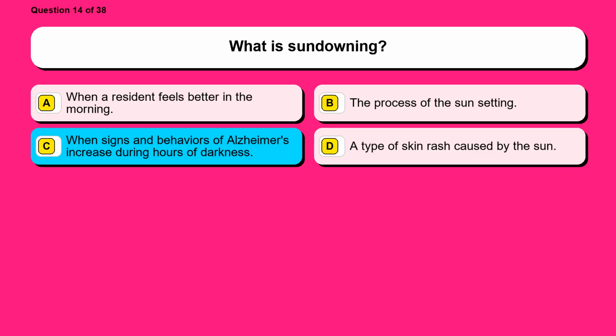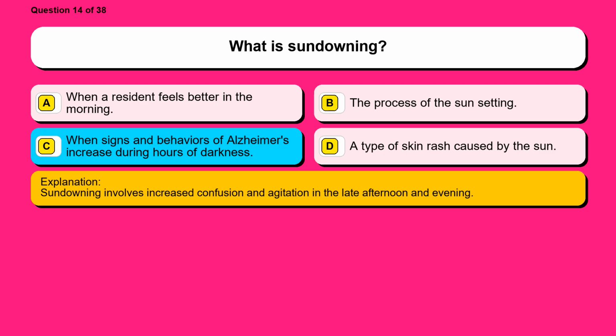The correct answer is option C. When signs and behaviors of Alzheimer's increase during hours of darkness. Sundowning involves increased confusion and agitation in the late afternoon and evening.